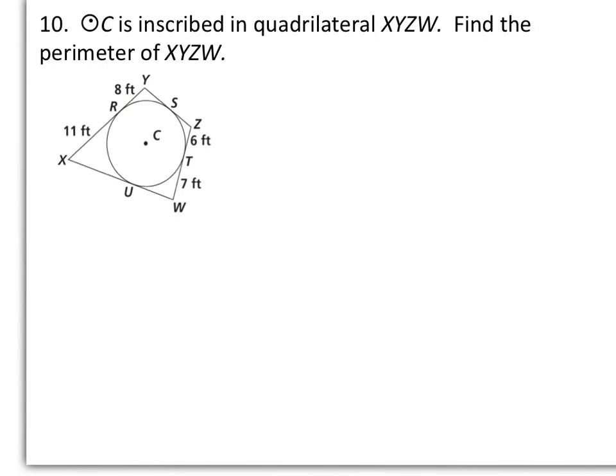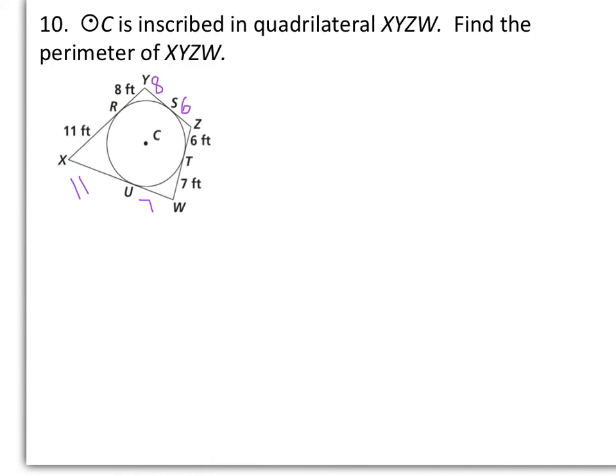Okay, and our last example in this section. Number 10 says circle C is inscribed in quadrilateral XYZW. Find the perimeter of XYZW. Okay, so if the circle is inscribed, then that means that our lines are tangent to the circle and they are congruent. So if XR is 11, XU is 11. If TW is 7, UW is 7. If ZT is 6, SZ is 6. And if YR is 8, then YS is 8.